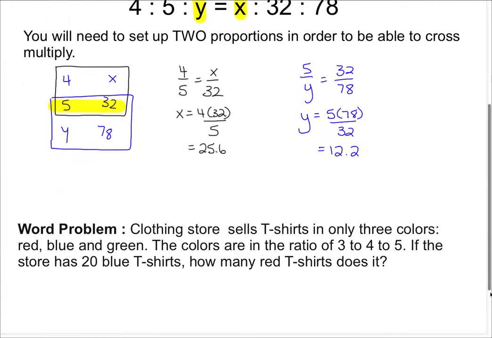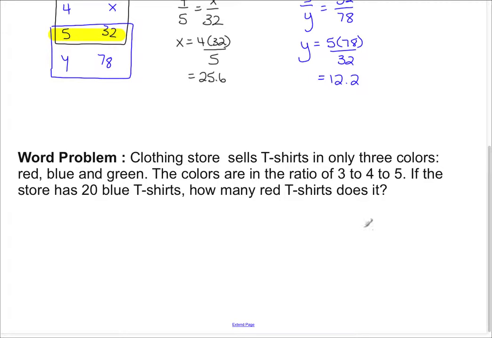Now let's have a little look at a word problem here. This says, a clothing store sells t-shirts in only 3 colors, red, blue, and green. The colors are in a ratio of 3 to 4 to 5. So I'm going to do my little rough work here. And remember, I'm going to put these down red, blue, green, so we know what we're talking about. And they're in a ratio of 3 to 4 to 5. Now it says if the store has 20 blue t-shirts, so I've got to locate my blue line and write 20 beside that. How many red t-shirts does it have? So red is the one we're looking for, so I'm going to put my unknown in the red.